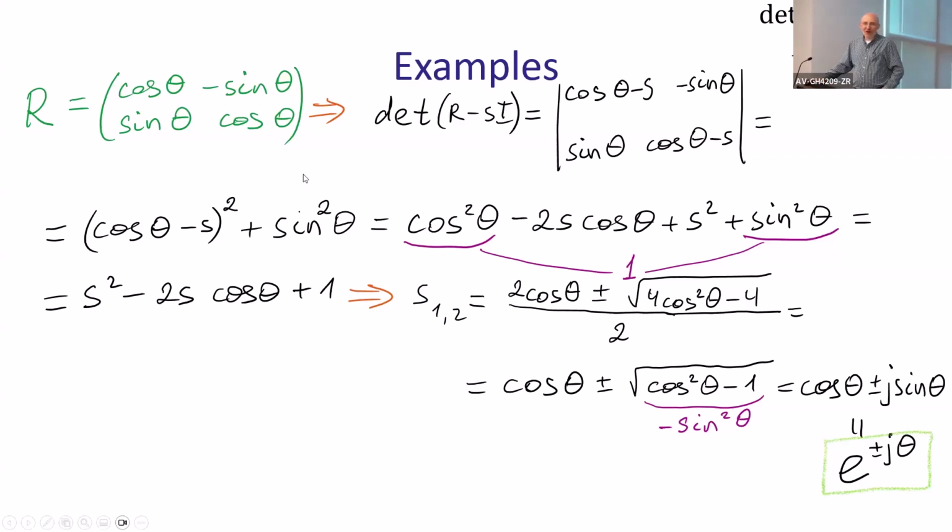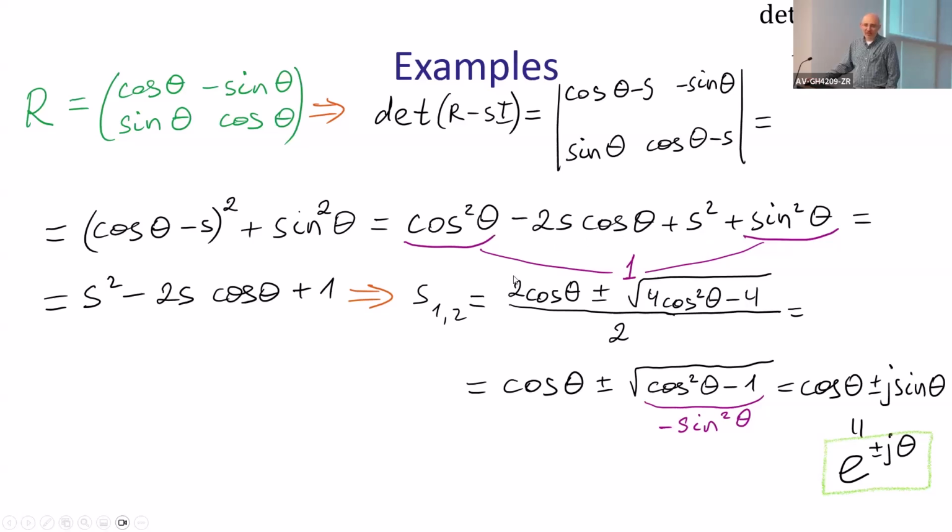So let's compute it. So the determinant of R minus sI, it will have that kind of determinant. So you multiply that part by that part minus that part times that part, and you get (cosine theta minus s) squared plus sine squared theta. Now I will open the parentheses here. So it will be cosine squared minus twice cosine times s plus s squared plus sine squared. But cosine squared plus sine squared is 1, trigonometry, okay? It's 1 minus 2s cosine plus s squared.